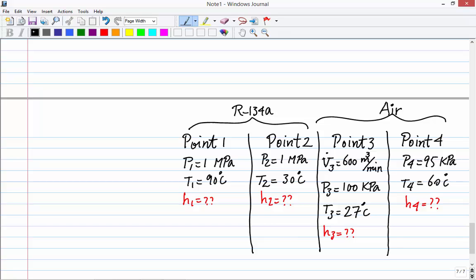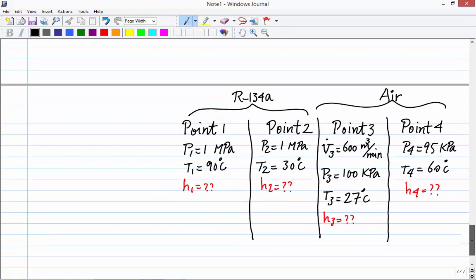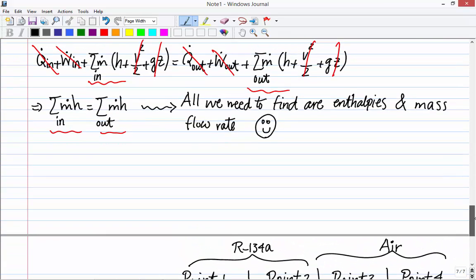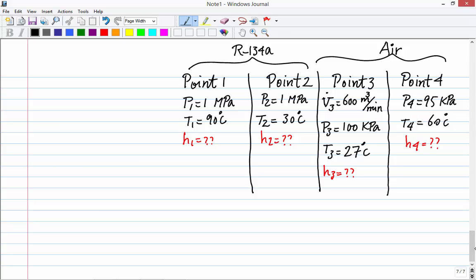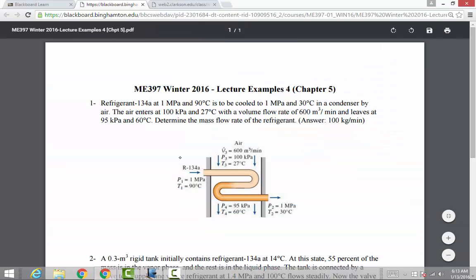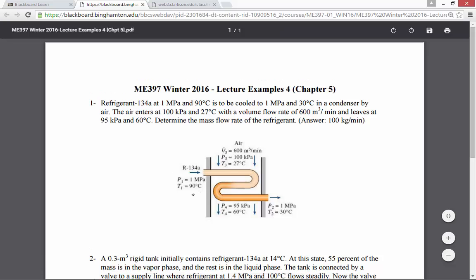Anyway, when we define our table, we need to go through the points one by one and find enthalpies. So let's start with point 1. Okay, there we go. At point 1, which is here, the inlet for refrigerant.